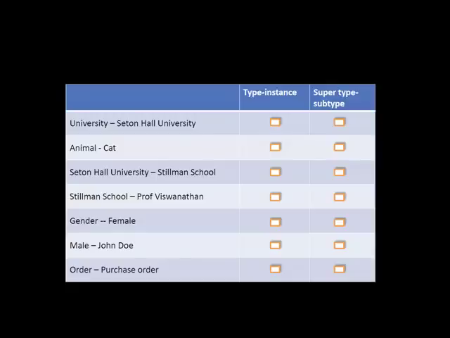How about male, John Doe? Type instance. There's really no ambiguity there. Order, purchase order? Supertype subtype, because order is a supertype. You may have purchase orders and sales orders. That's also a type. And then you have specific purchase orders, the 1,000 purchase orders that you have. So I would say this is supertype subtype.